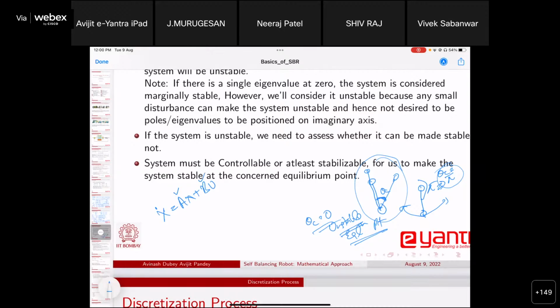Is somebody asking anything? And y equals Cx plus Du. So D is assumed to be 0 here. There is no feedforward again. And C I assume here as the identity matrix because I am measuring every state. If some states are not measurable, then you will have to get an observer to observe those states. So here I am assuming all the states are measured, so the C here is the identity matrix.